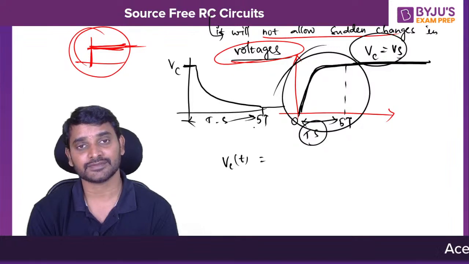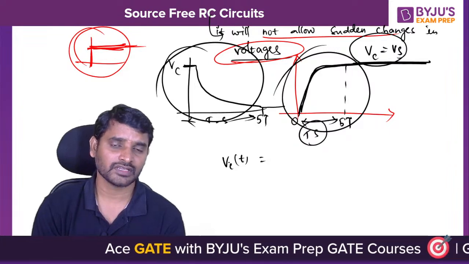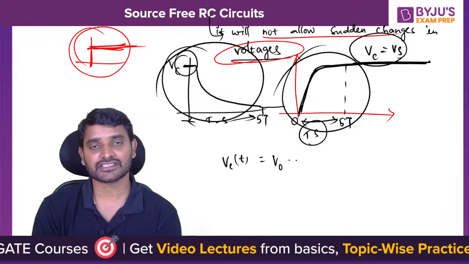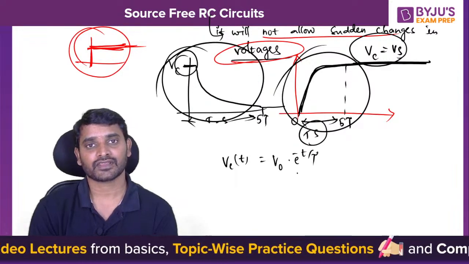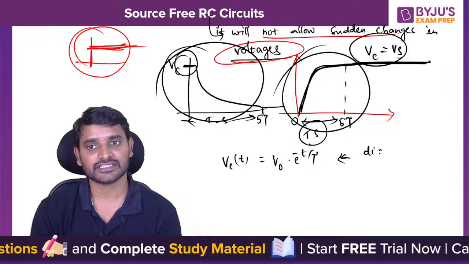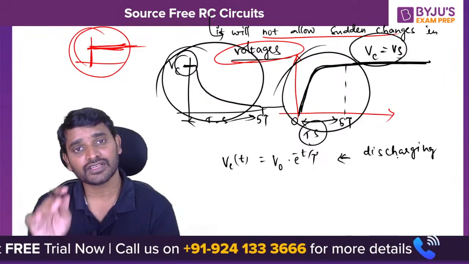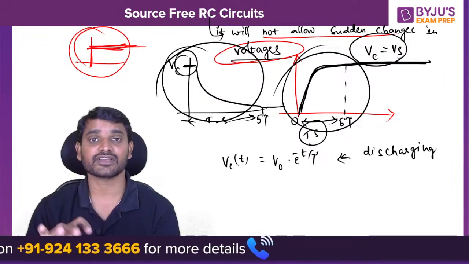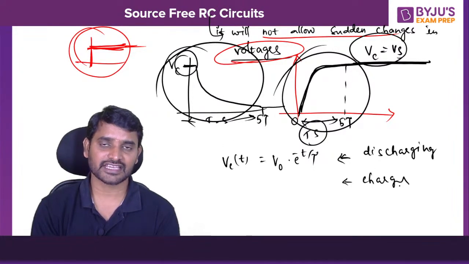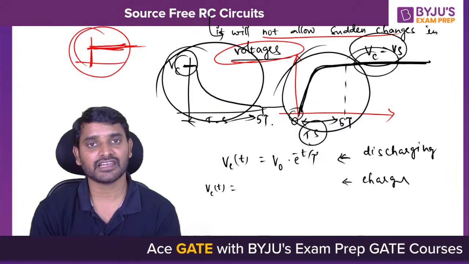So if you want to express this Vc of t graph in terms of the initial voltage and with respect to time, then we will write it as V naught times e power minus t by tau. Similarly, this graph is for a discharging capacitor. That means in the network, if you do not have a source and the capacitor is charged, that capacitor is going to discharge. Now for the charging case, Vc of t is equal to the steady state value and the initial value you will be having.